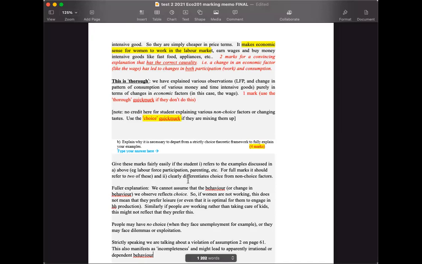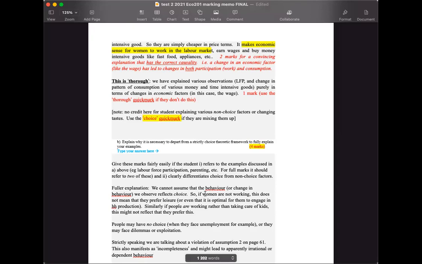We cannot assume that the behavior we observe reflects choice. So if women are not working, this does not mean that they prefer leisure or even that it is optimal for them to engage in household production. Similarly, if people are working rather than taking care of kids, this might not reflect that they prefer this.